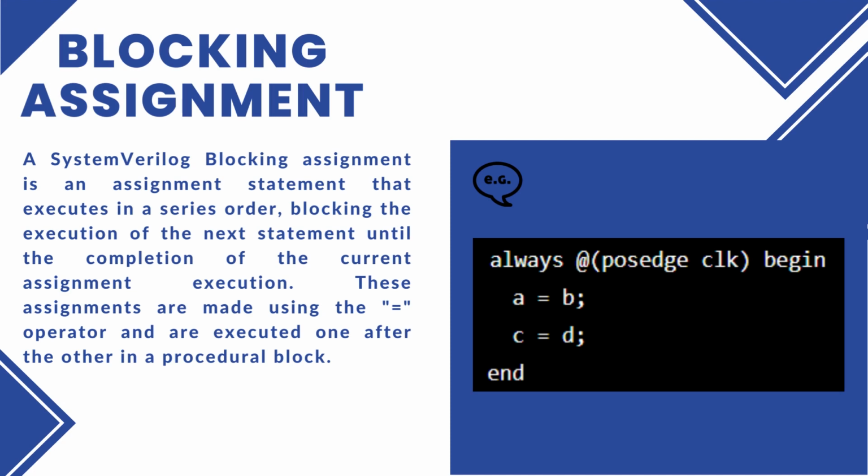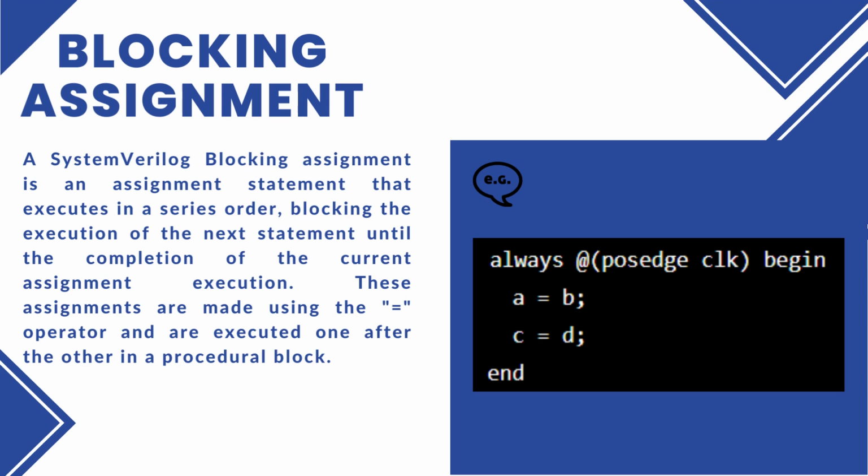Definition. A SystemVerilog blocking assignment is an assignment statement that executes in a series order, blocking the execution of the next statement until the completion of the current assignment execution. These assignments are made using the = operator and are executed one after the other in a procedural block. Let's break this down a little further.